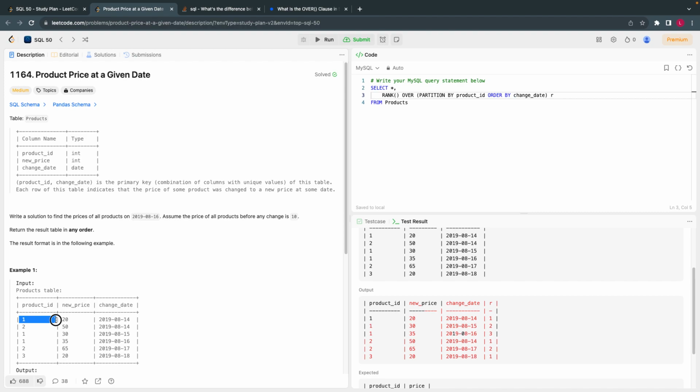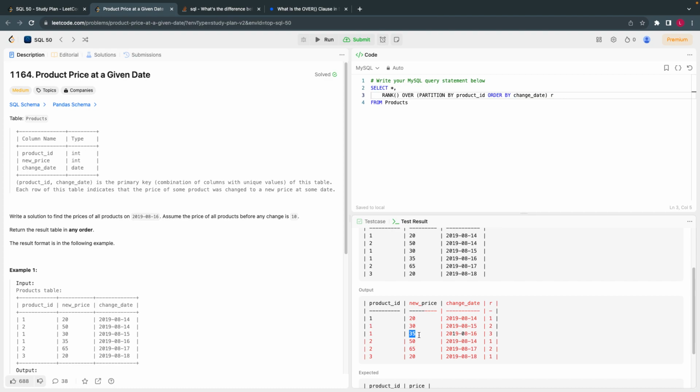If you see here, for product one, the first price was 20, the second price was 30, and the third price was 35. Whoever has the highest rank, I'll take that date, because it's ordered by date, going ascending. I just have to take rank 3. Rank 3 is nothing but the price, so you just take the rank 3 price.